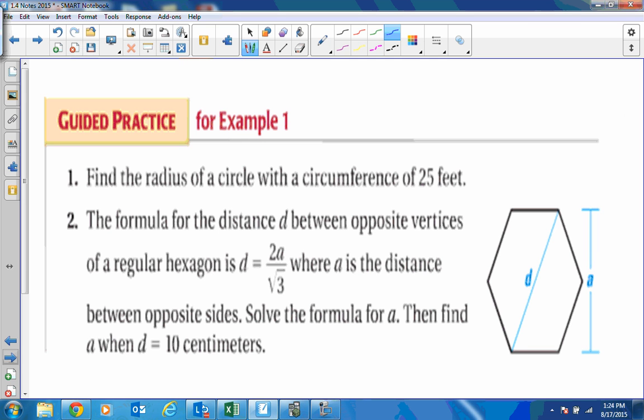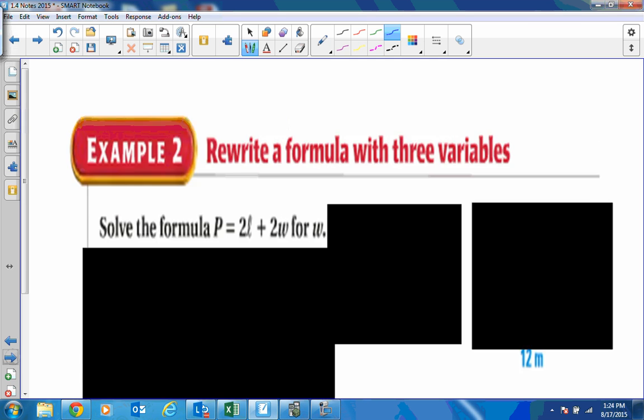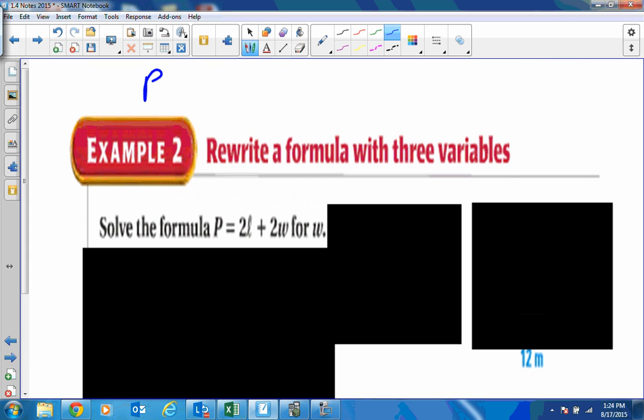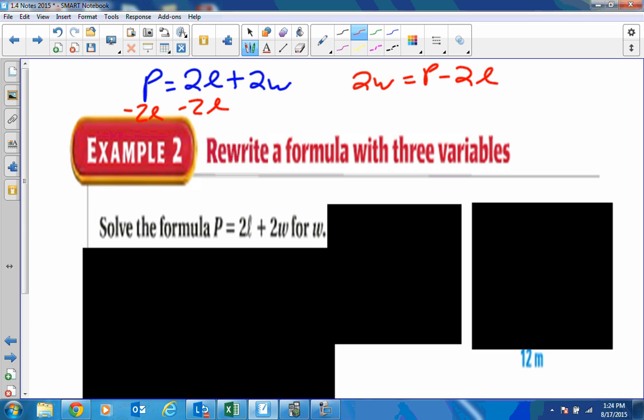Again, these are guided practice. We'll do those in class together. If you have questions, ask. So solve the formula P equals 2L plus 2W for W. So perimeter equals 2 times length plus 2 times W. First thing I want to do is subtract 2L. So we have 2W equals perimeter minus 2 times length. Next thing I want to do is divide by 2. So we get W equals perimeter minus twice the length, divided by 2. And that'll give you your answer. You can separate it if you want to, but I think that looks pretty good right there.